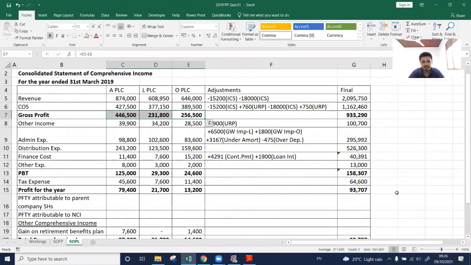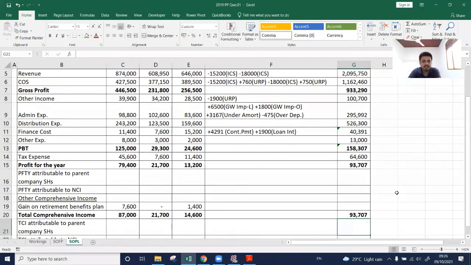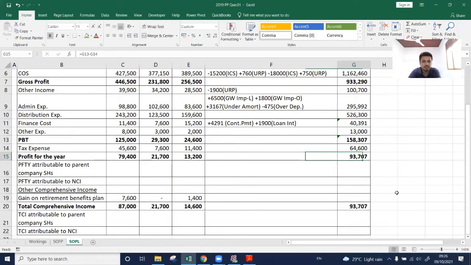So this sum does not reflect these adjustments. That is why we always need to refer to the current column. Right. Then what is our next task? This profit for the year needs to be allocated between whom? Parent company shareholders and NCI.